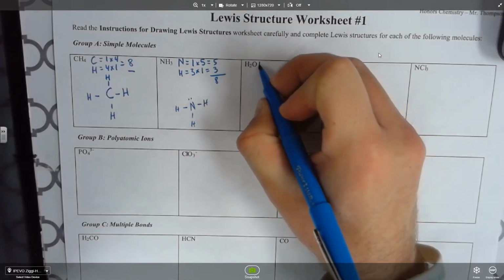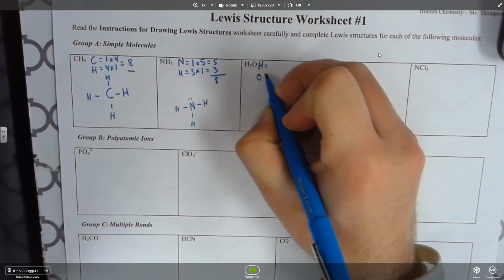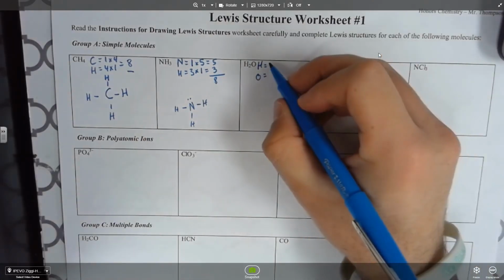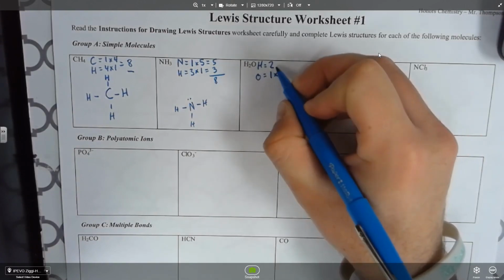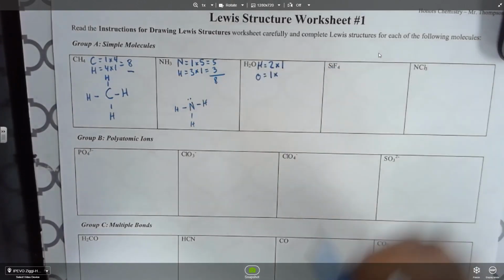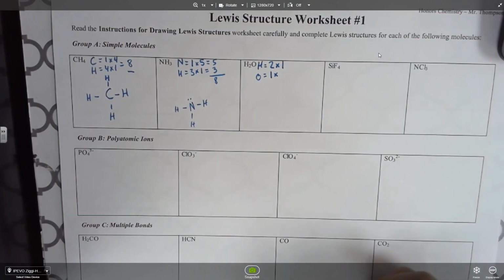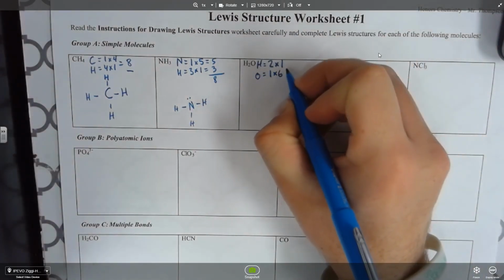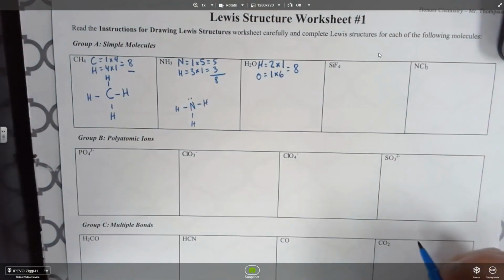A new one today, which is water. Okay, this is the first new one. There are 2 H's and 1 oxygen in water. Hydrogen has 1 valence electron if you look at a table, and oxygen has 6. This also adds to 8.